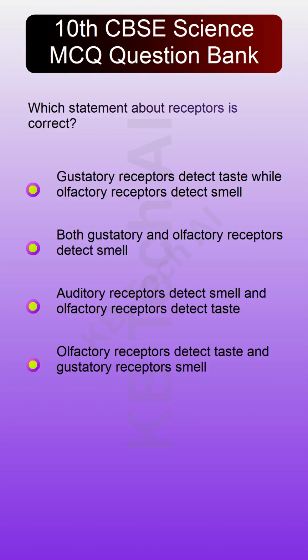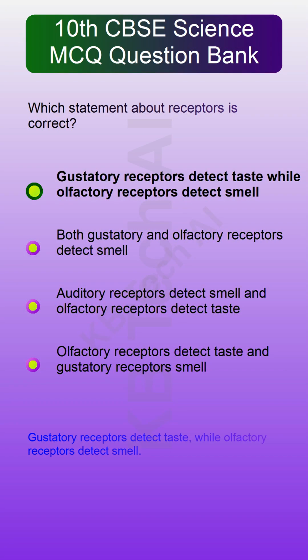Which statement about receptors is correct? Option 1, gustatory receptors detect taste while olfactory receptors detect smell. Option 2, both gustatory and olfactory receptors detect smell. Option 3, auditory receptors detect smell and olfactory receptors detect taste. Option 4, olfactory receptors detect taste and gustatory receptors smell. The answer is Option 1, gustatory receptors detect taste while olfactory receptors detect smell.